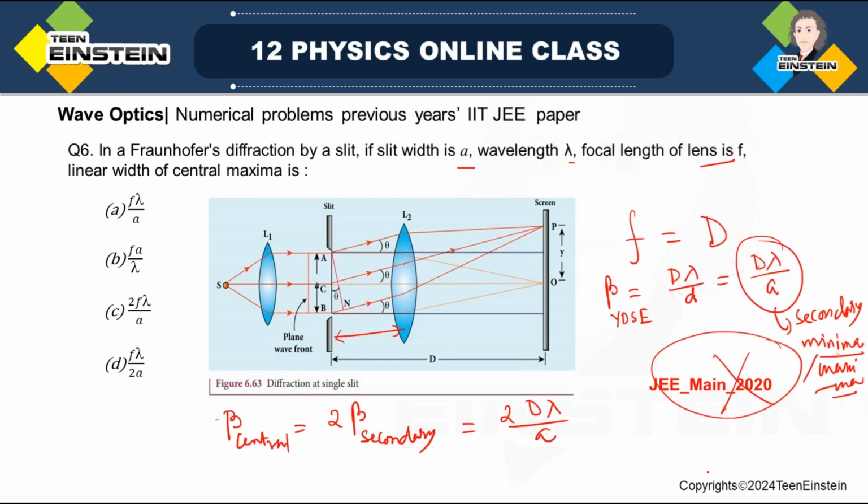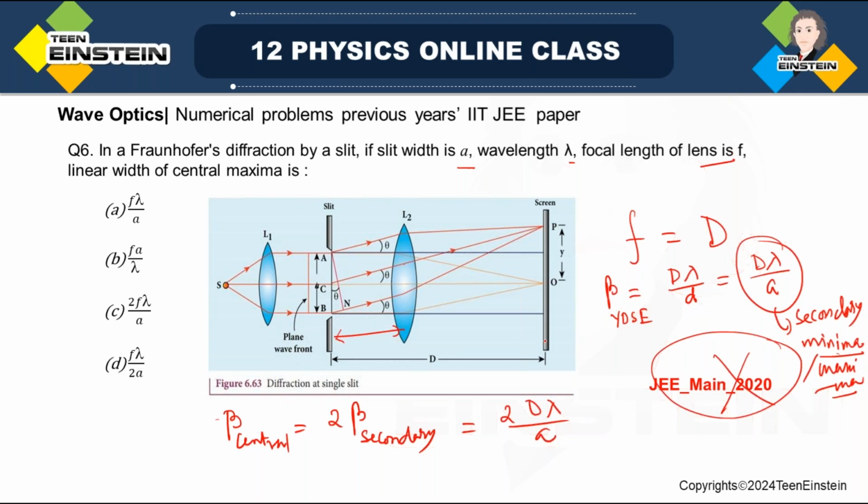So this is a very good point to remember. If you can remember the fringe width of Young's double slit experiment, the fringe width in the interference pattern, that is d lambda by a or d lambda by d, whatever you say, that is exactly equal to the width of the secondary maxima or minima, and twice of that will be the width of the central maximum.